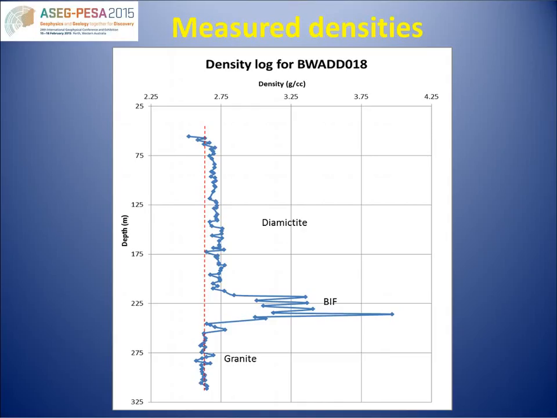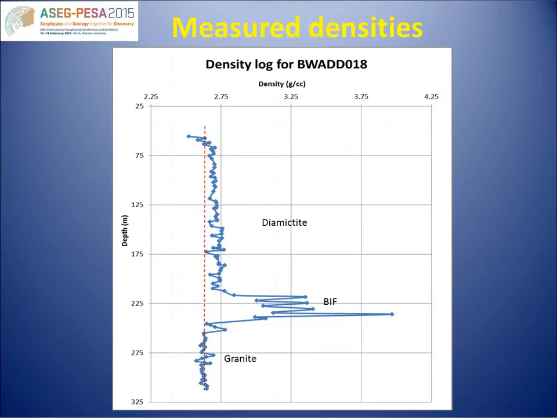There's a good example of a density log that went down one of the holes. This is the density probe that we load down there. Where we're in granite, we're straight on the 2.6 line, the banded iron formation is much denser, and the diamictite above that is definitely denser. So we have this situation where if we have sediments, we're going to have density highs, and we're going to have gravity highs. And where we have granite close to surface, we're going to have lows.